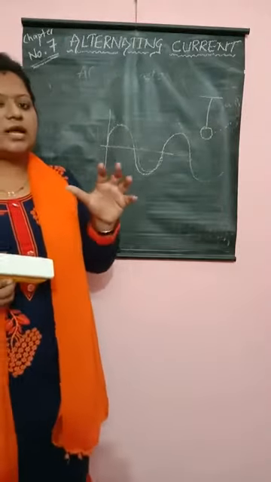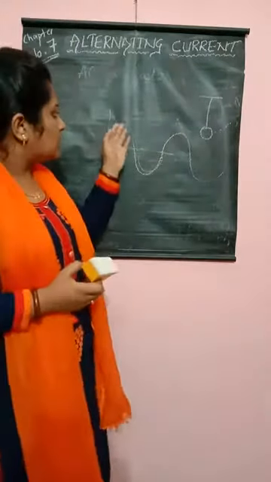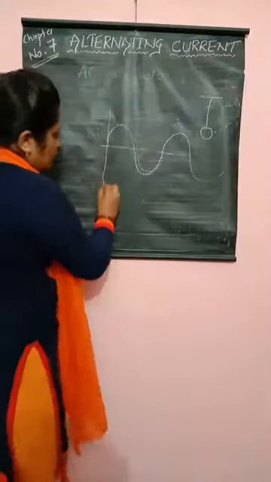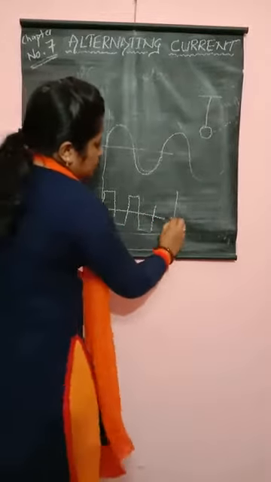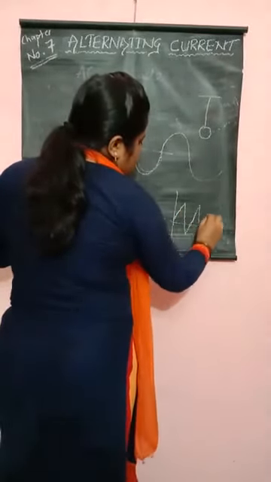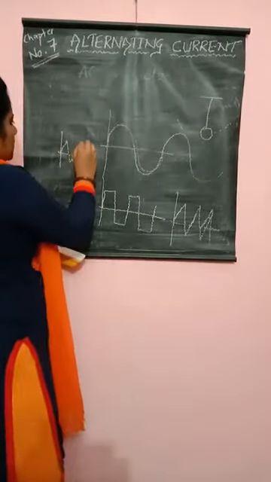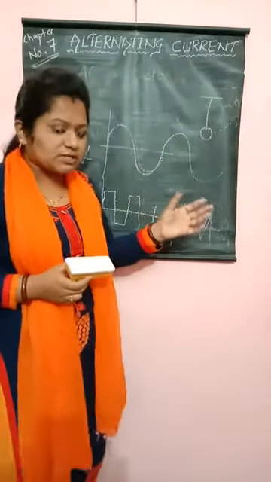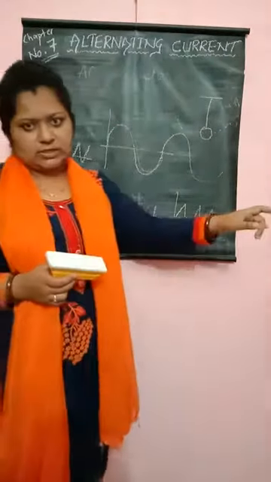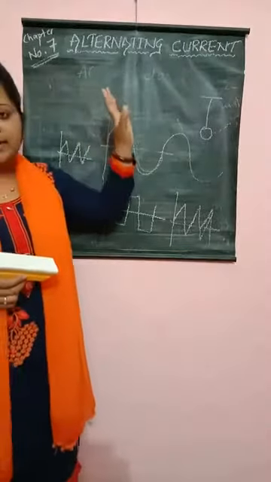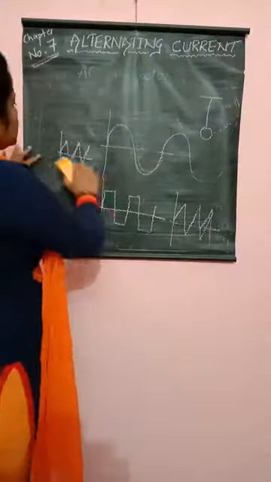When you observe alternating current through the oscilloscope, you will get waveforms like this, a sine or cosine wave, or sometimes you can also think of square waves like this, or sawtooth waves like this, or triangular waves like this. Any waveform you consider, there should be polarity and there should be periodicity. Okay, so this is the nature of alternating current, that its magnitude changes with time and polarity reverses periodically.